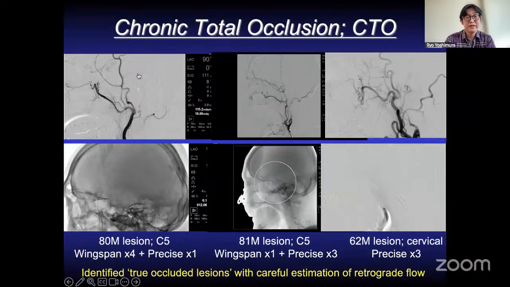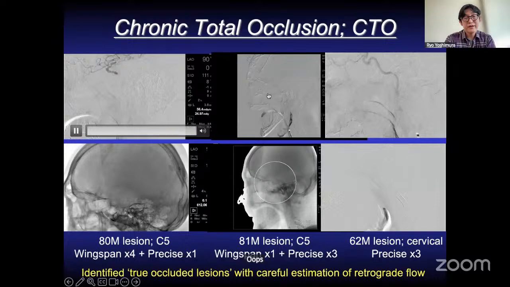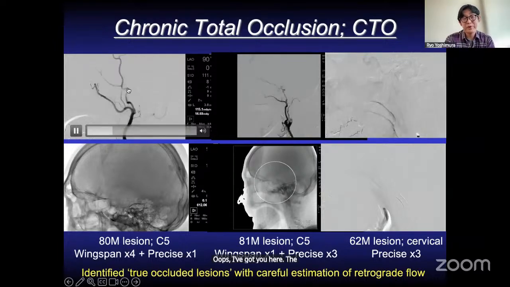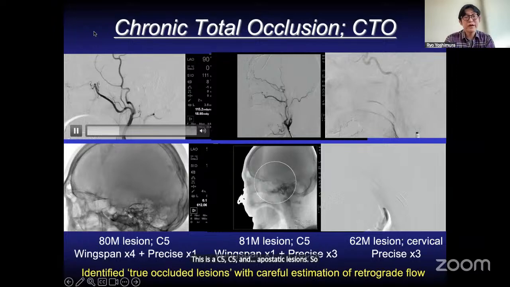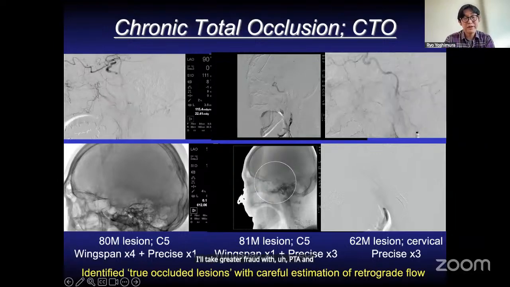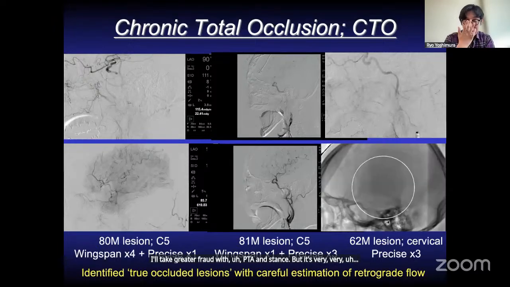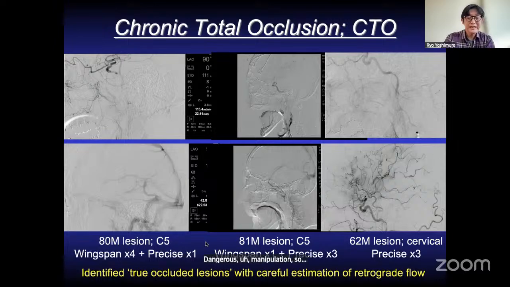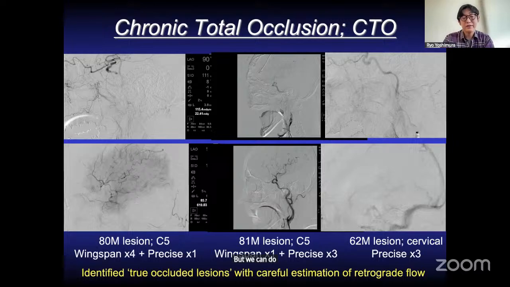We can see the contralateral ophthalmic artery here, and the lesion is really proximal. This is a C5 and upper cervical lesion. So we can do antegrade flow with PTA and stents, but it's very dangerous manipulation. So these are challenging cases, but we can do it for limited patients.